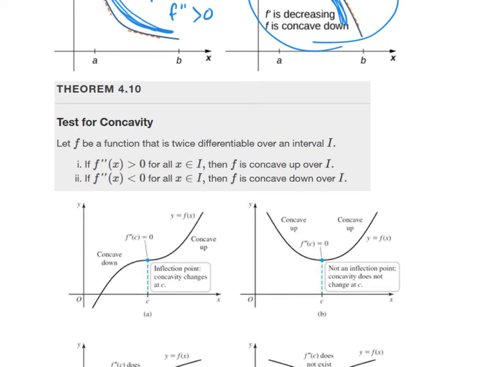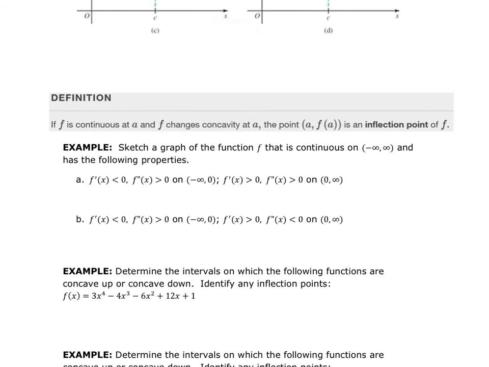So, here's some more examples. If my second derivative is positive, then we are concave up. If my second derivative is negative, we are concave down. So if f is continuous and changes concavity, this is how we defined an inflection point. If it changes in concavity, that means we have a point of inflection. Now just because we set our second derivative equal to 0 doesn't mean I'm guaranteed to have an inflection point, just like I'm not guaranteed to have my critical points be maxima or minima.